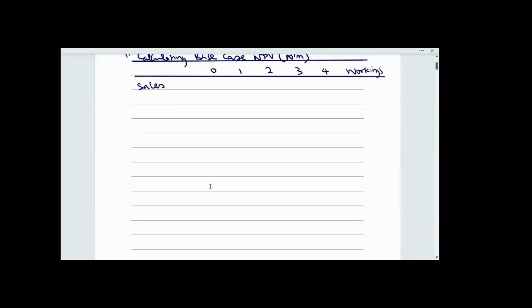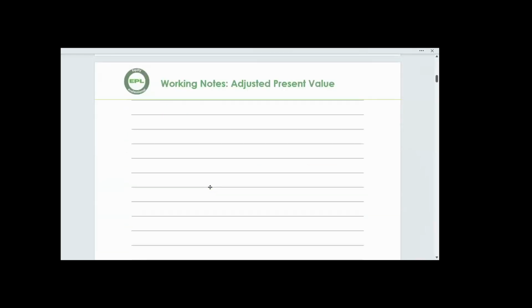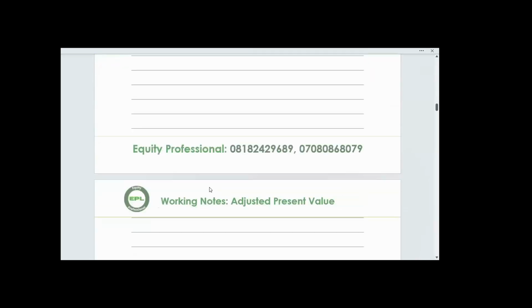Okay, so let's say this first page is for my base case NPV. The second page is for present value of financing effects, including the third page. Let's go to the fourth page for our workings. So here will be for our workings. Hopefully, those pages will be sufficient to answer the question correctly. Okay, so working number 1.